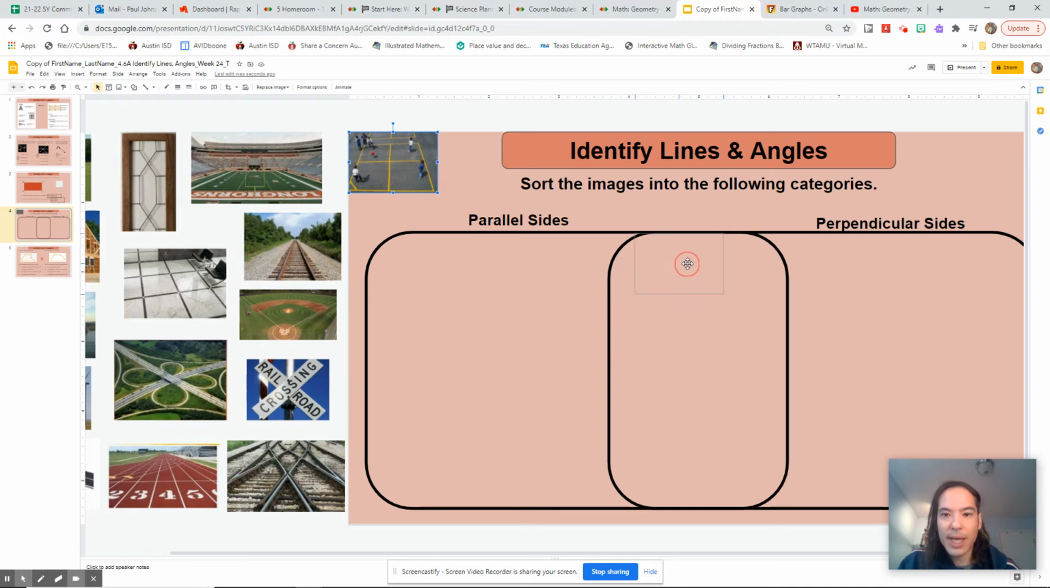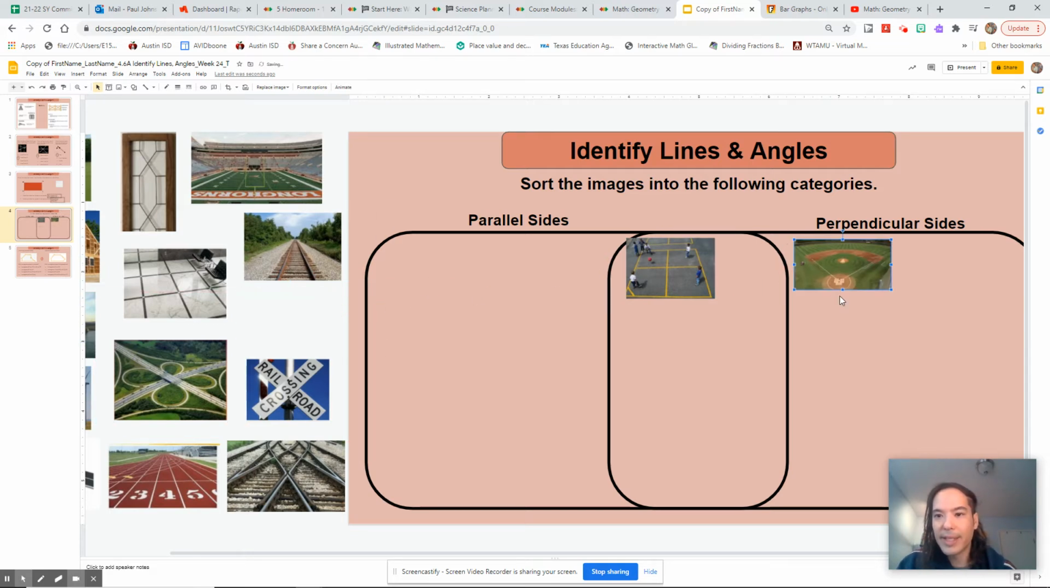This one looks like it has both, right? Because the lines on the outside will go on forever, but in the middle, we do have a perpendicular intersection. All right. Another perpendicular looks like a baseball diamond, right? The lines from the baseball diamond intersect at home plate at a 90-degree angle. That's perpendicular. Do you see any other intersections at a 90-degree angle?